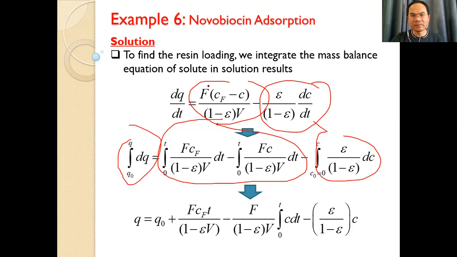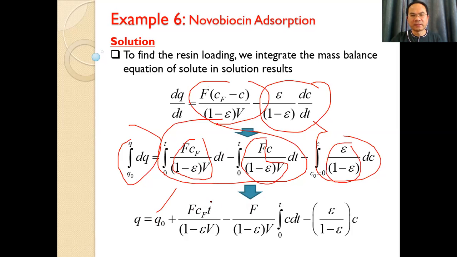The terms are F CF divided by 1 minus epsilon V dt, minus C F C divided by 1 minus epsilon V dt, integrated from 0 to t. You know F is constant, CF is constant, 1 minus epsilon is constant, V is constant. Integrate dt, you get t, from 0 to t. Integrate dq, you get q minus q0. These terms are constant.